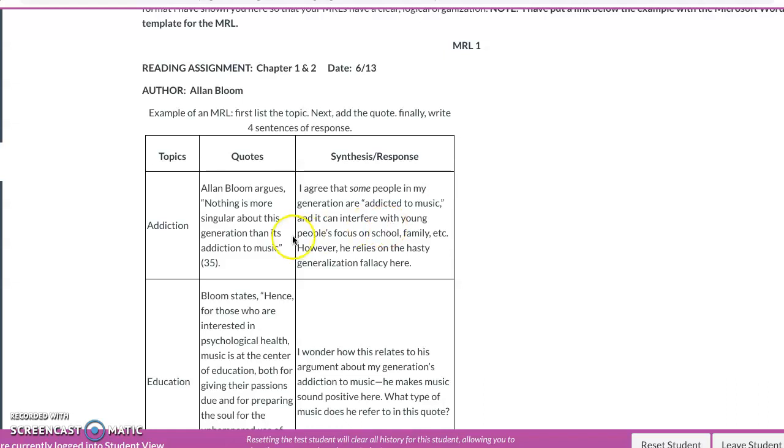The whole point of this is that when you're writing your essay, it makes it easy. You could just copy and paste your quote from your MRL and your response into your essay, and then boom, you've got half of the paragraph done. So that's why we're doing this. It's a way to help you keep up and be prepared for the essay itself.